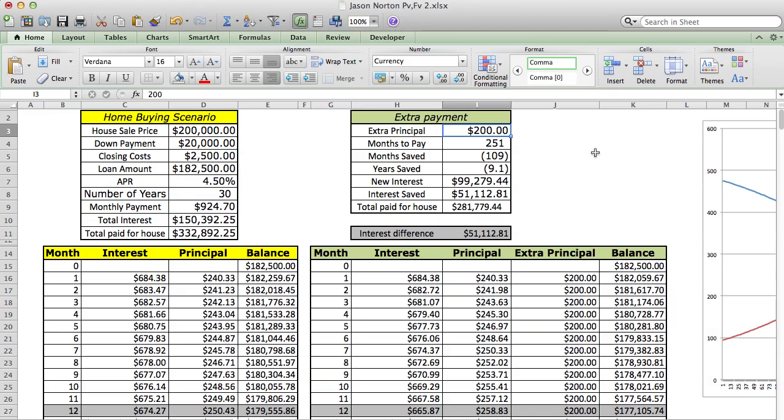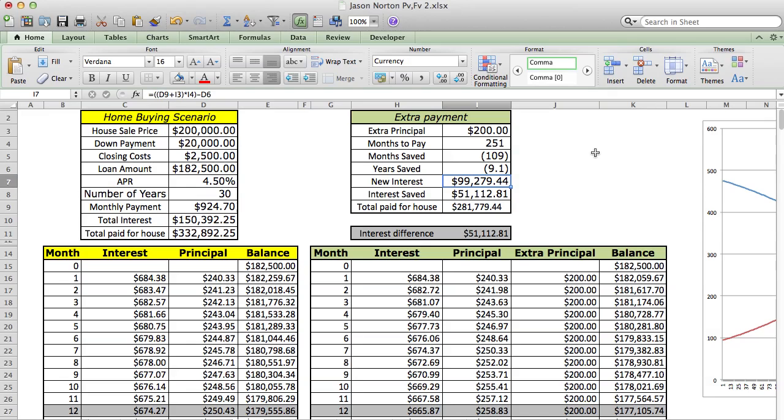This is going to allow you to pay your home off sooner. As you can see, it will only take you 251 months rather than the 360 months over 30 years to pay off your home. That's a savings of 109 months. But that's 9 years. So instead of taking 30 years to pay off your home, you're knocking 9 years off of that. So it's only taking about 21 years or 20.8 years to pay off your house.